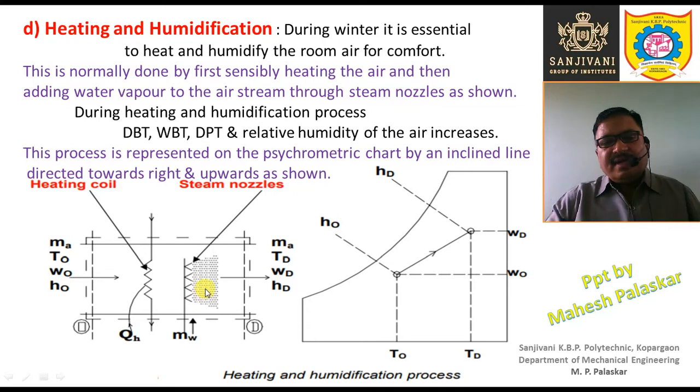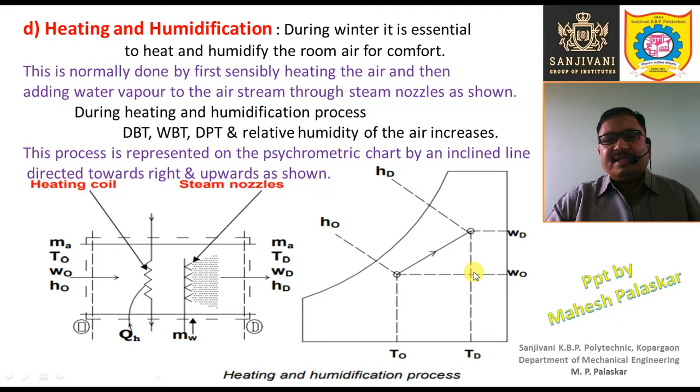And now when steam is injected, you will find that the humidity will be increased. The capacity of the air first of all to hold moisture will be increased, and then it can accommodate the moisture so that the specific humidity is increased, right? And humidification takes place. So the heated and humidified air will leave from this duct like this, right? This process is shown by this arrow which is pointing towards right and upward. So that is heating and humidification.